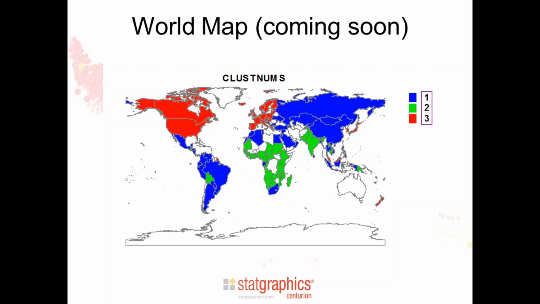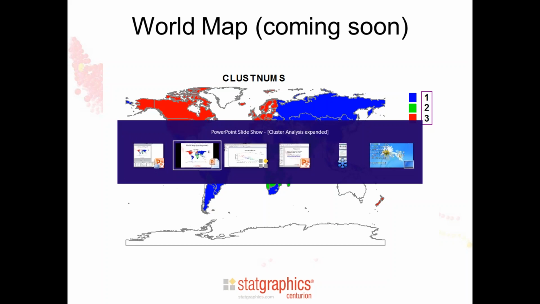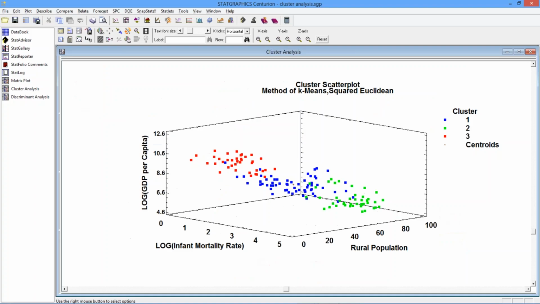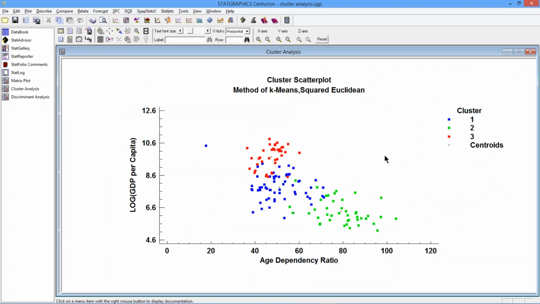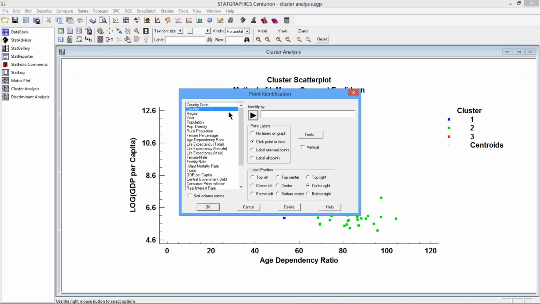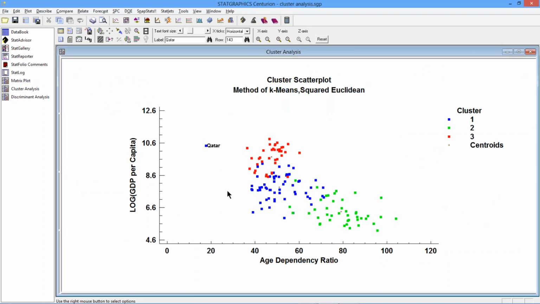Is there a convenient way to tag observations, show labels on a scatter plot? Absolutely. I guess I didn't do that, did I? If I have any particular plot in Statgraphics, I can, let's say, take a two-dimensional plot like this. Oh, I wonder who that blue point is. I go up, I push this button on the toolbar, the Identify button. Tell it I want to identify by country and tell it to click point to label. And then when I click on a point, you see the label of the country.